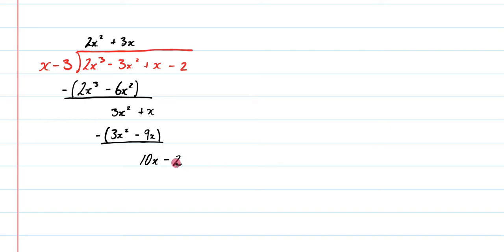Then we repeat the process again. 10x divided by x is going to be plus 10. Then you multiply out 10 times that, which is going to be negative 30.